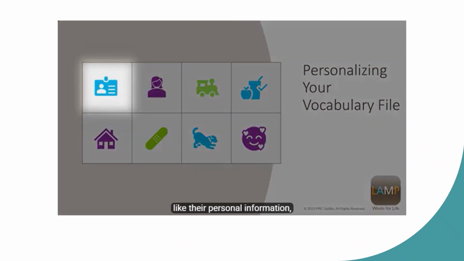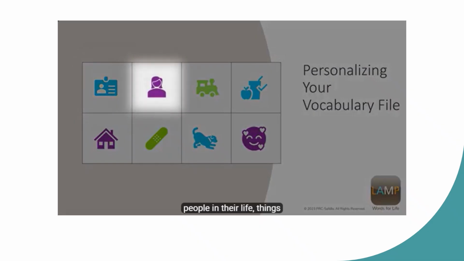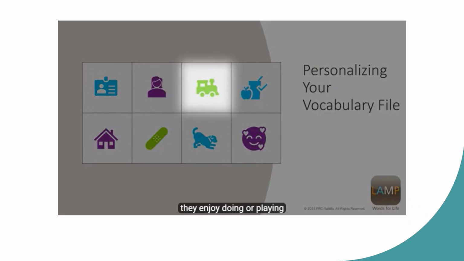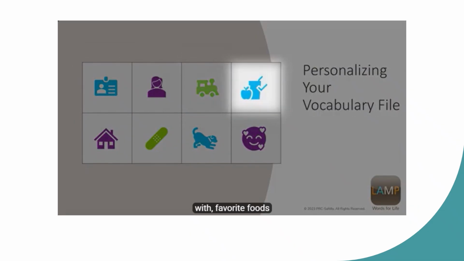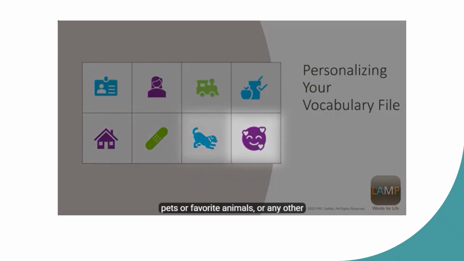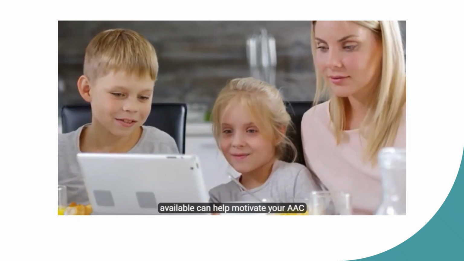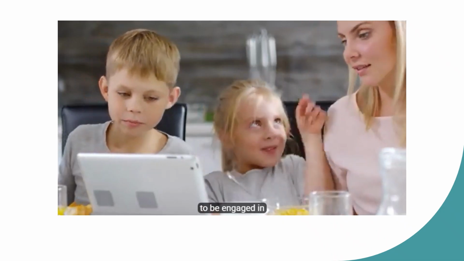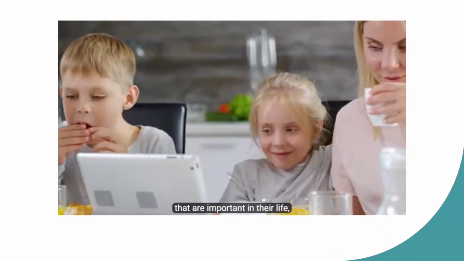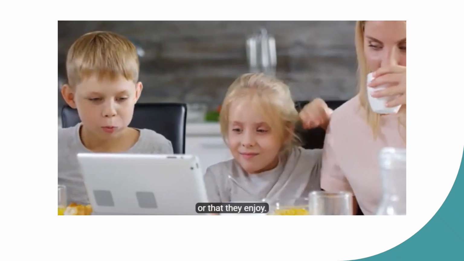Things like their personal information, people in their life, things they enjoy doing or playing with, favorite foods and drinks, places that they go to, medical information, pets or favorite animals, or any other favorite things, places, people, or sayings. Having these words available can help motivate your AAC learner to be engaged in communicating about things that are important in their life or that they enjoy.